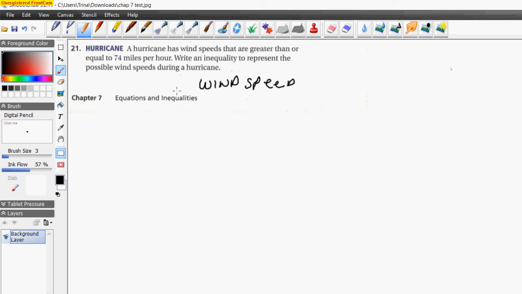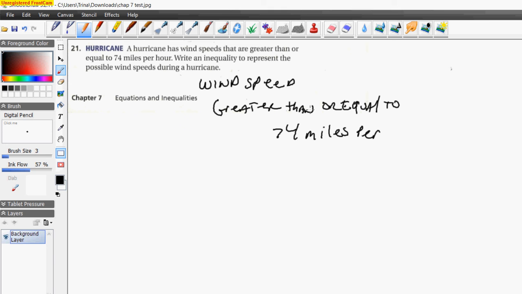It says wind speeds are greater than or equal to what? 74, you got it, miles per hour. You got it. Way to go.